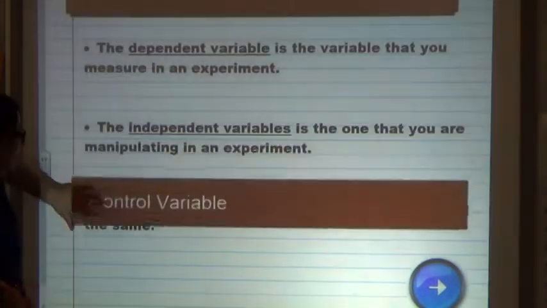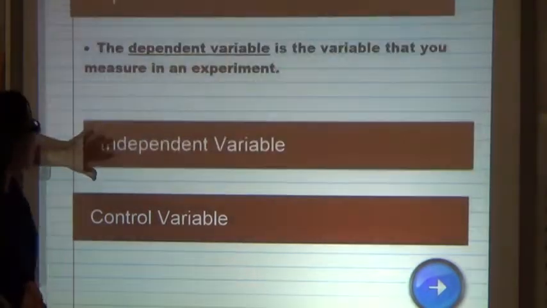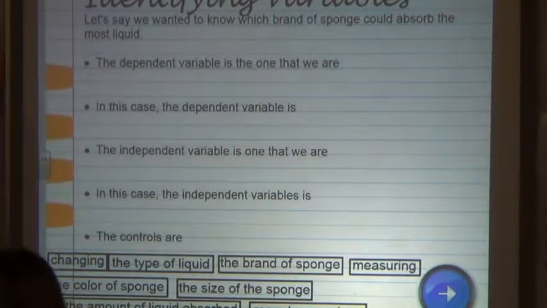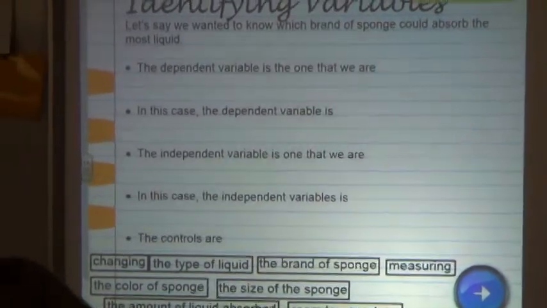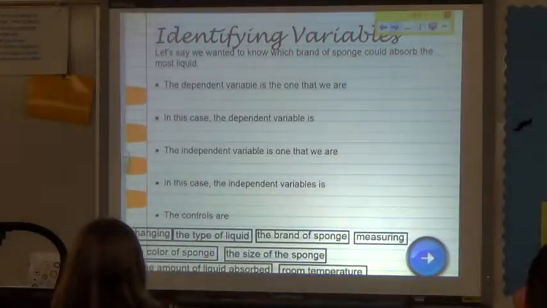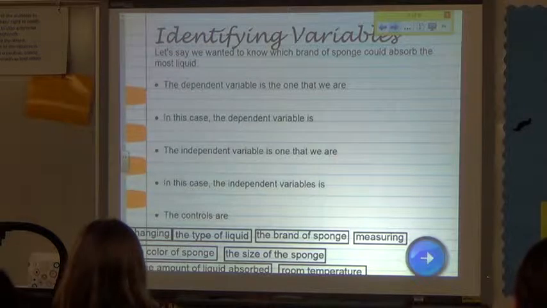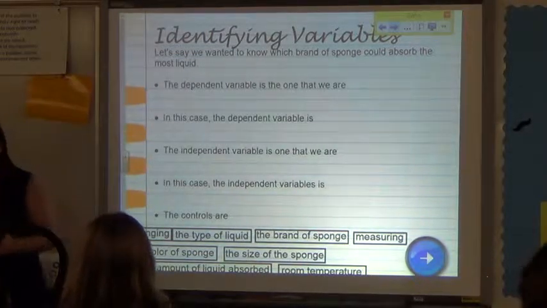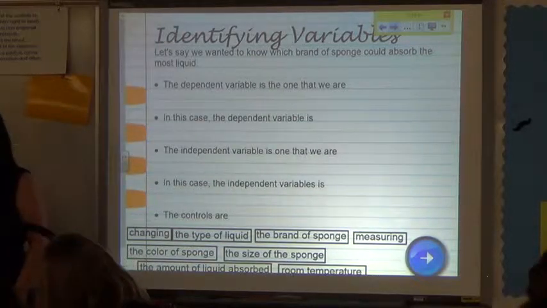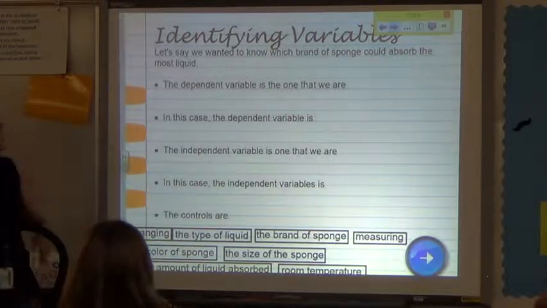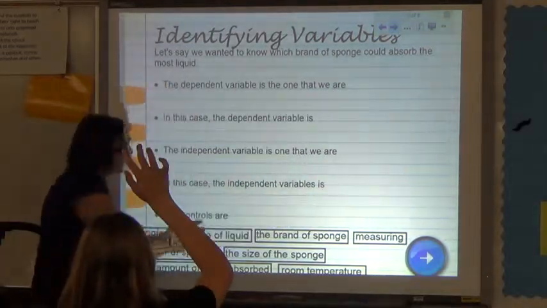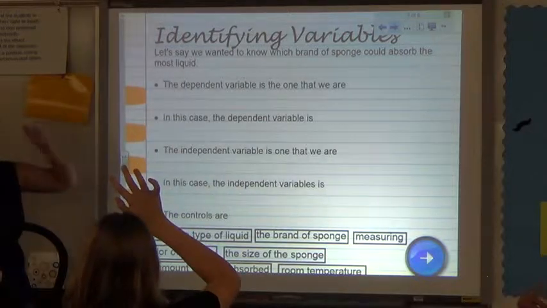Okay, the next part, you're coming up. So what's going to happen is you are going to drag the statement to where it belongs. We are not going to make any comments. And at the end, we're going to talk about whether we think we're right or wrong, and we're going to check our answers. So the statement says, let's say we wanted to know which brand of sponge could absorb the most liquid. So who wants to come up and move? These just move around. So you just come up and you drag the statement to where it belongs.